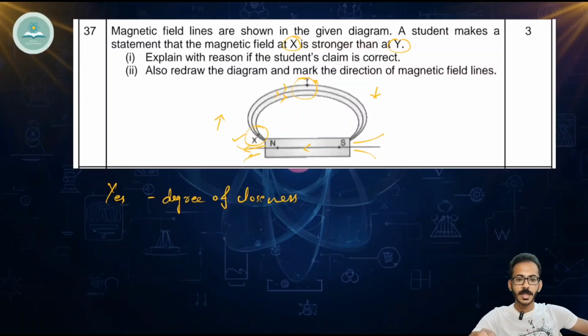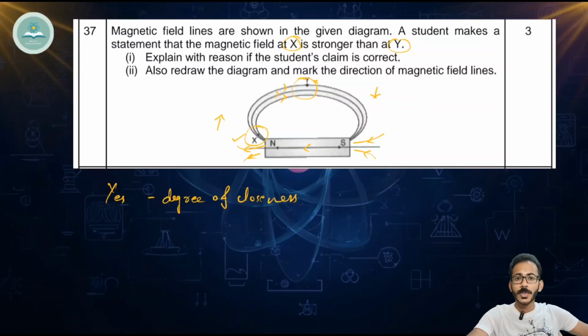So from north it should come out, and in the south it should come inside. So this will be the direction. Mostly question number 37 will be asked from the electricity chapter, and it will be mostly related to the magnetic field strength and all that. Okay, so let's study in that way.